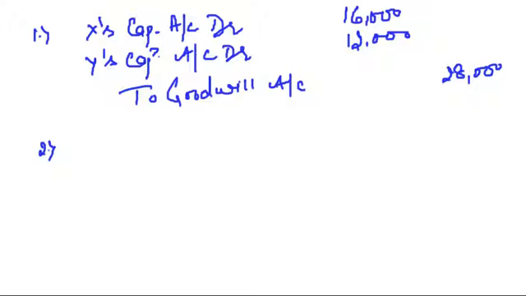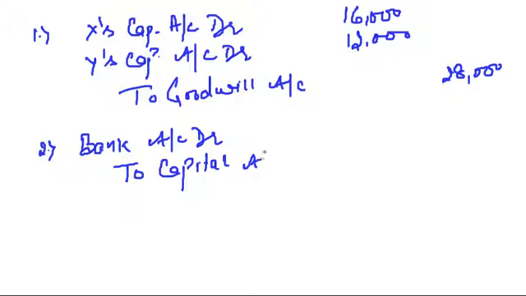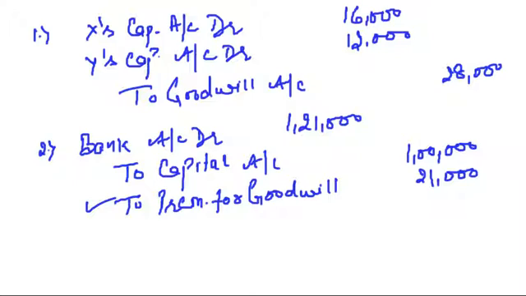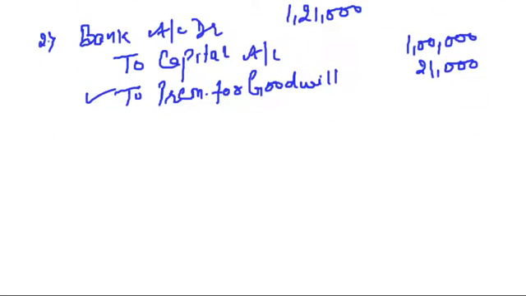Now the new partner enters the firm. New partner brings in capital and also brings in premium for goodwill. I can say bank account debit to capital account. Capital is 1 lakh. And how much is the premium for goodwill? 21,000. So the total amount that has been brought in by the new partner is 1,21,000. Now further, this premium for goodwill is for the old partners. We have to adjust it through the old partners' capital accounts.